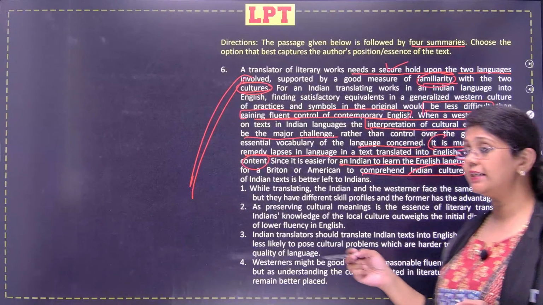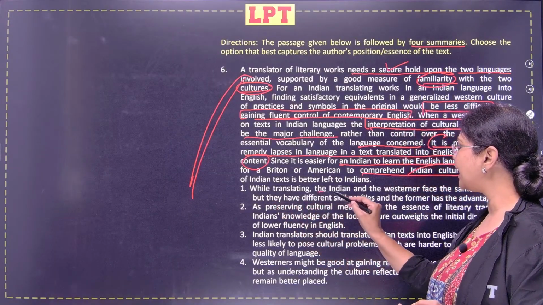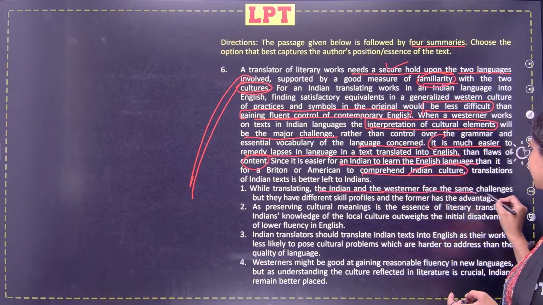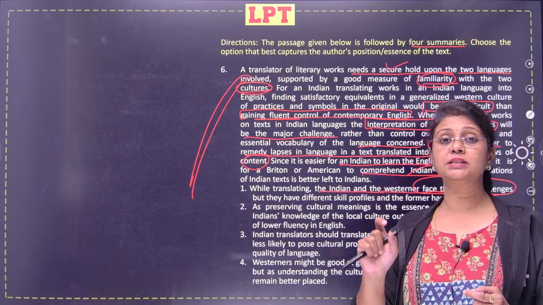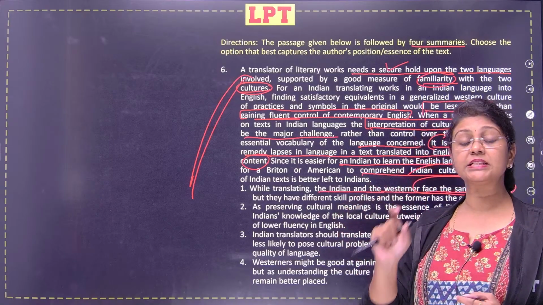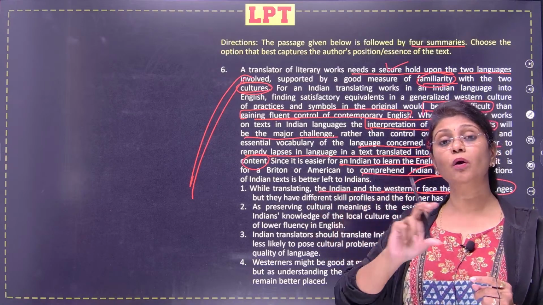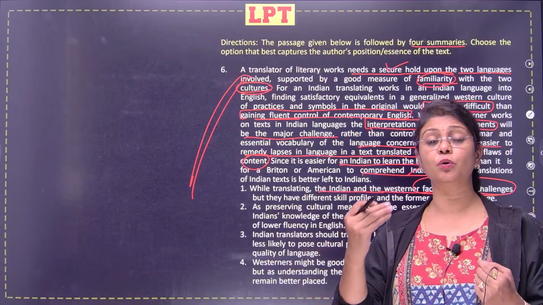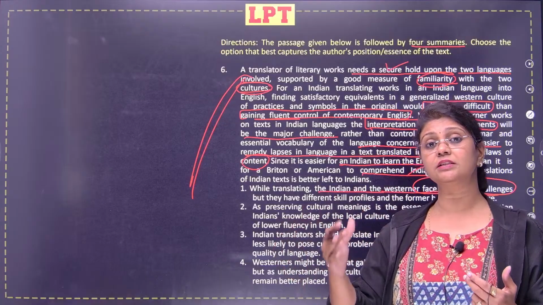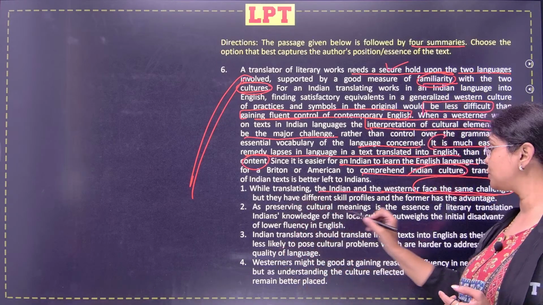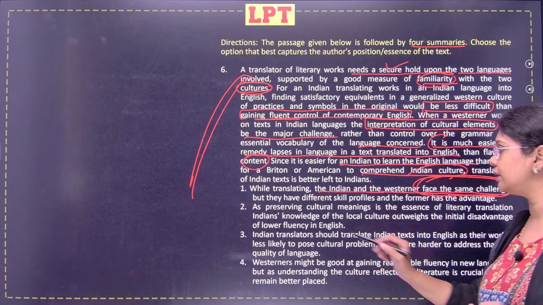Okay, so let us evaluate these options. First one says, while translating, the Indian and the Westerner face the same challenges. Now look at this, guys. This particular option mentions that the Indian and the Westerner faces the same challenge. Otherwise, if you look at the paragraph here, it says both of them have different challenges, right? So in translating a particular work, the Indian has a different challenge, the Westerner has a different challenge. So if you look at this option, this is contradictory to what the paragraph is saying. So this will be easily cancelled out, right?